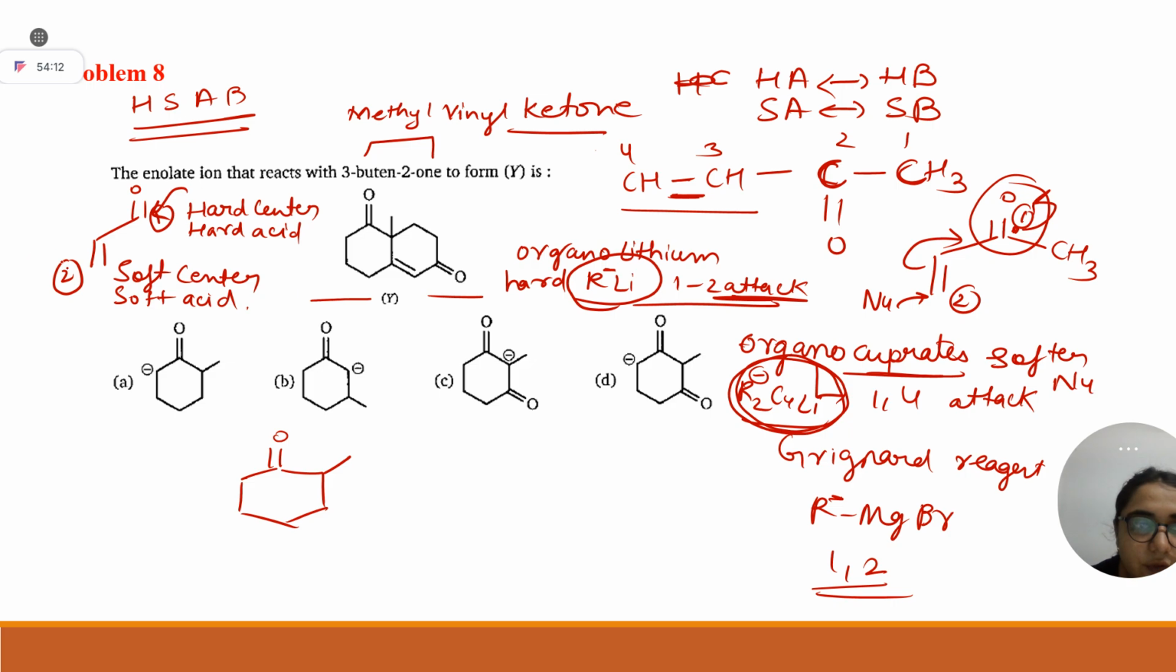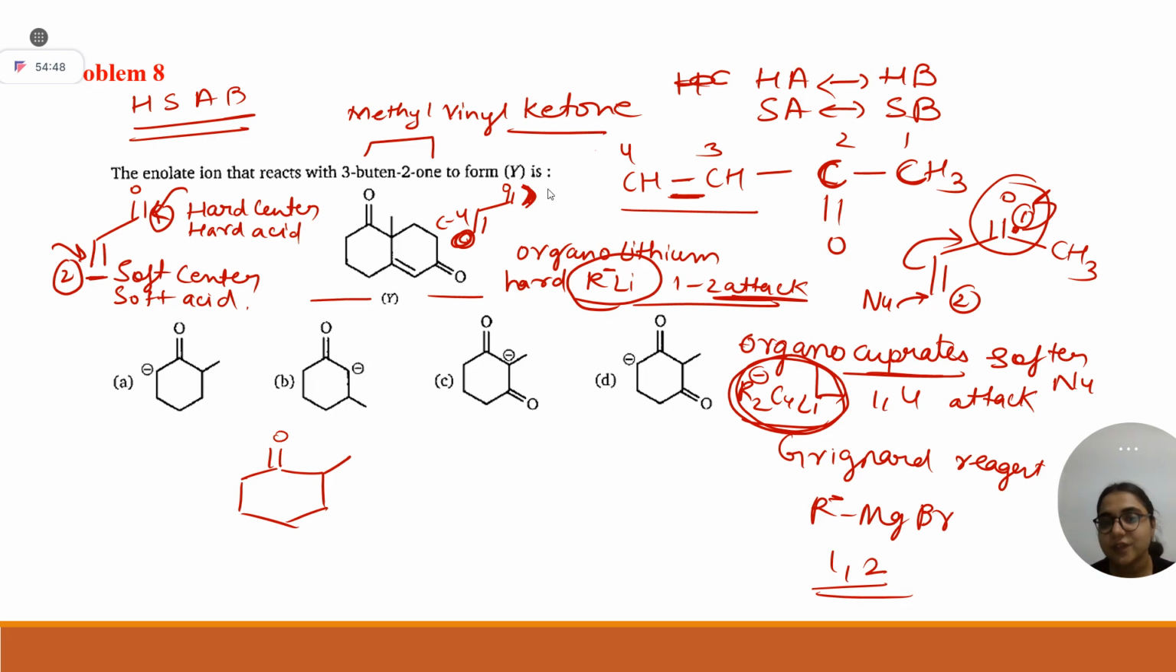So they will obviously attack your conjugated position. Whenever you are having alpha beta unsaturated system, if cuprates are there, they attack here, at carbon number 4. And if organolithiums or Grignard are there, they do 1,2 attack. In general, not always, in general. Clear till this point? Yes, ma'am.